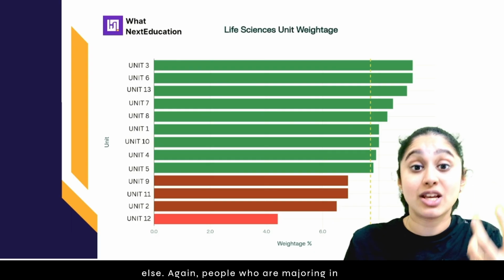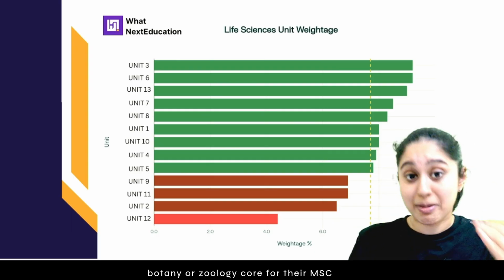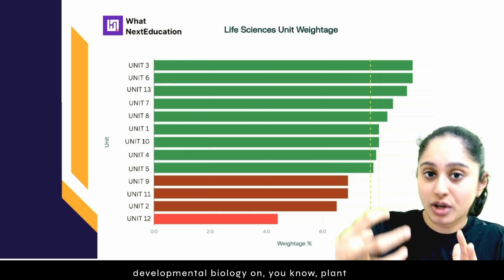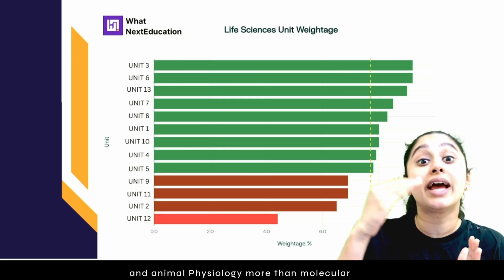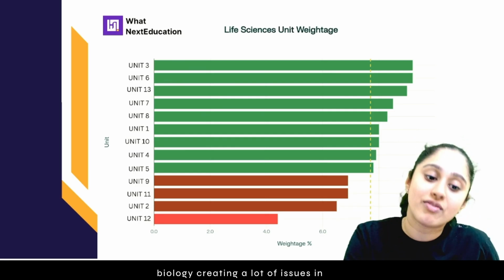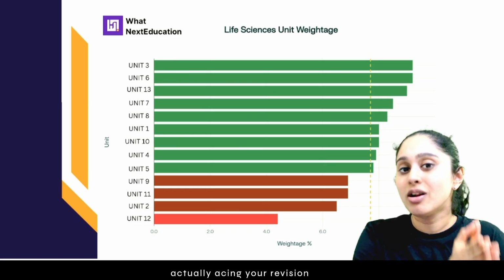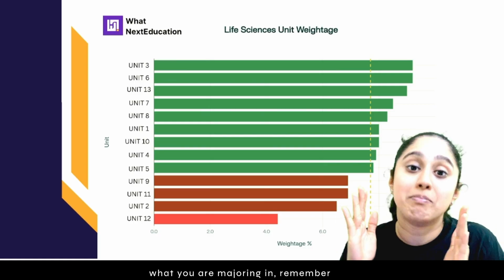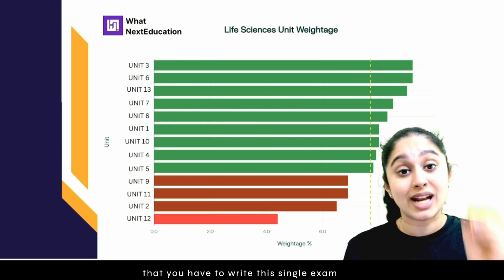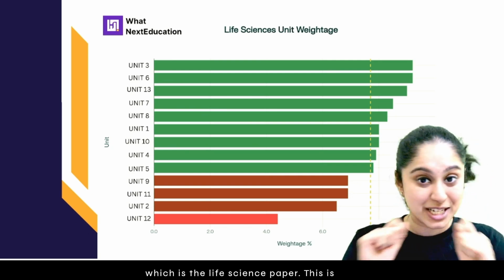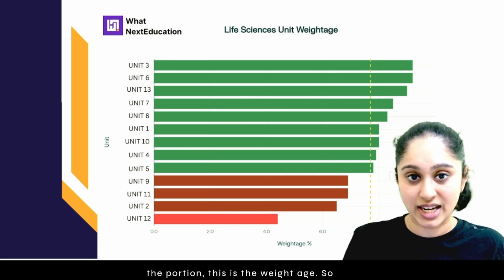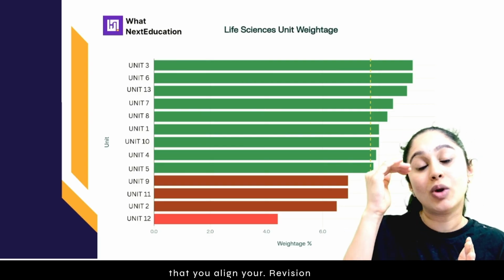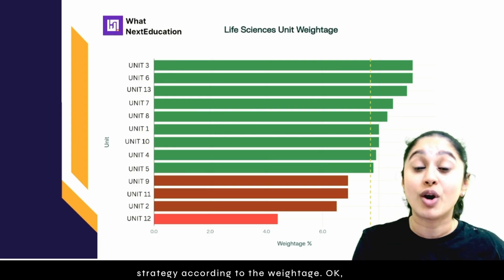Again, people who are majoring in botany or zoology core for their MSc would fall into focusing on developmental biology, on plant and animal physiology more than molecular biology, creating a lot of issues in acing your revision strategy properly. Okay, so no matter what you are majoring in, remember that you have to write this single exam, which is the life science paper. This is the portion, this is the weightage. So no matter what, you have to focus on these points and make sure that you align your revision strategy according to the weightage.